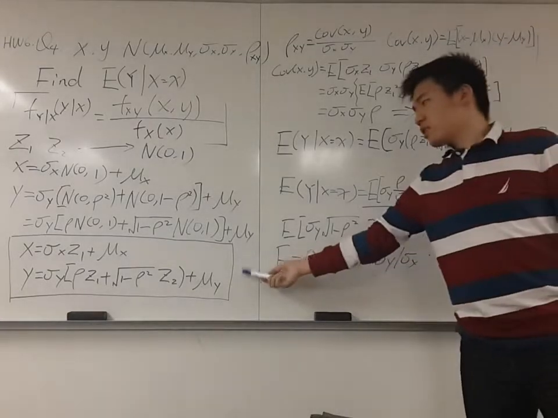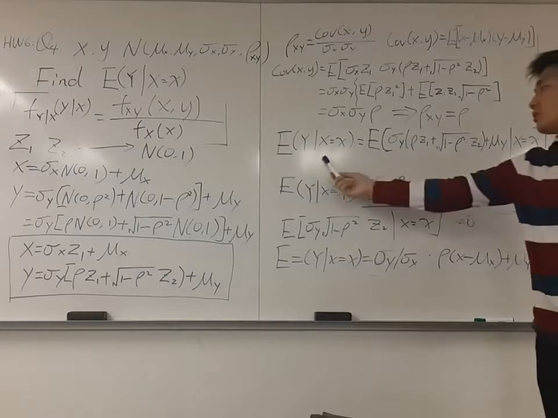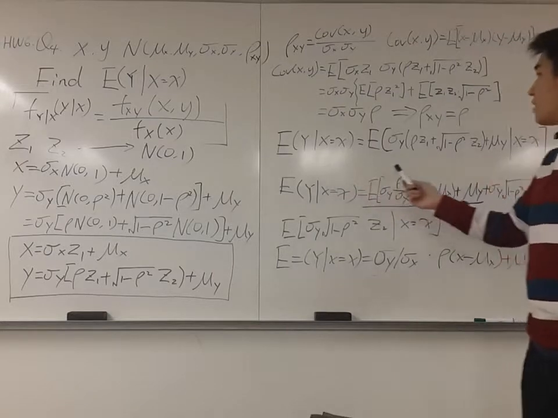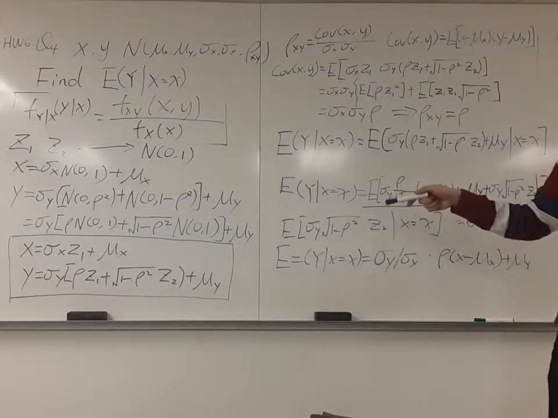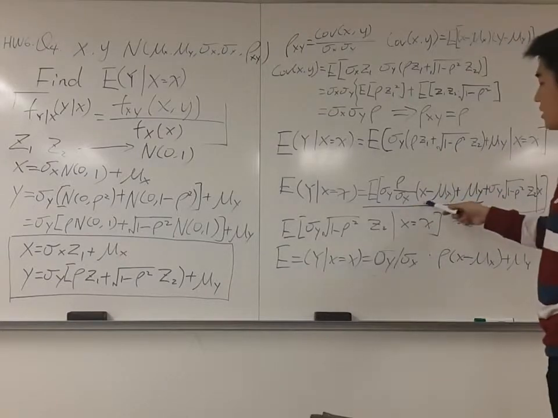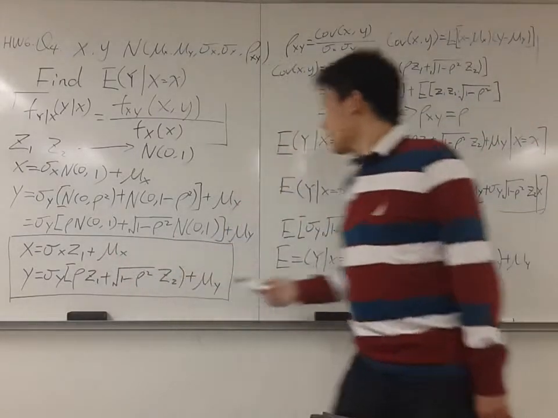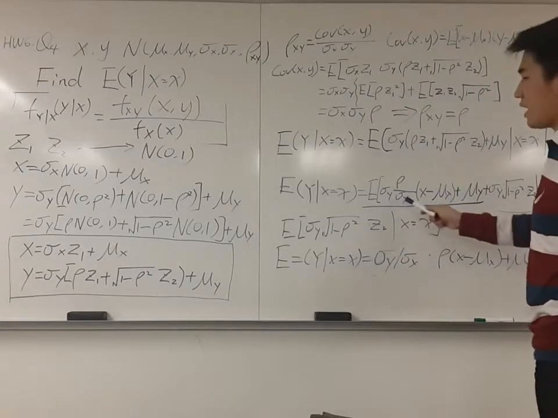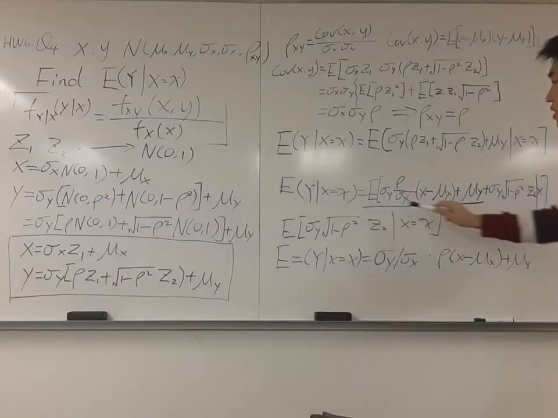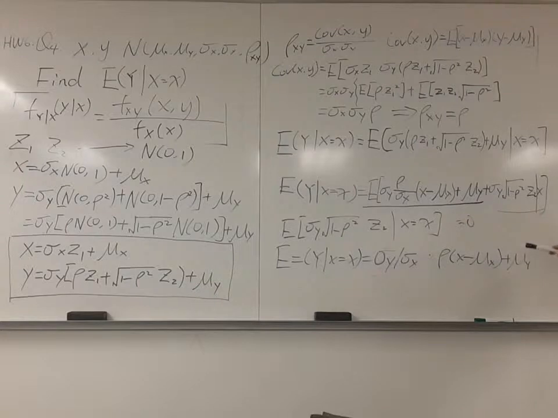Since we have this relationship, now we can do the problem much more easily. To find this, we can write Y in that form, and we replace Z1 here with (x minus mu x) over sigma x. So we can separate these two parts. In the first part, there is everything we know here, and look at the second part, Z2. These two we all know.